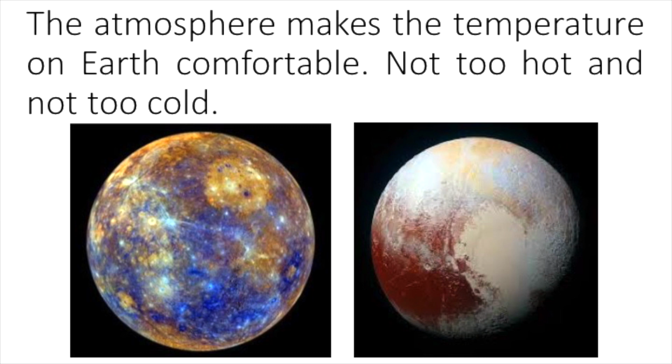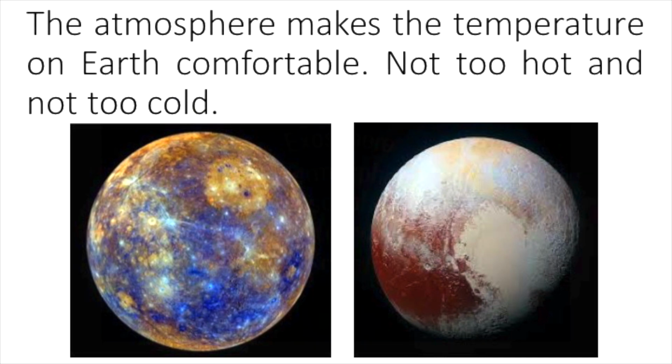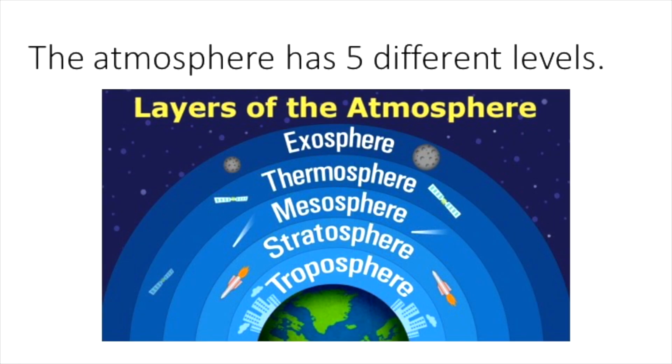Yes, that's why planet Earth is the only planet with life, because we are just the right distance from the sun. Not too far, so we're not too cold, and not too near, so we're not too hot. So we have people, trees, animals on planet Earth, but all the other planets have nothing because they have no atmosphere to protect them.